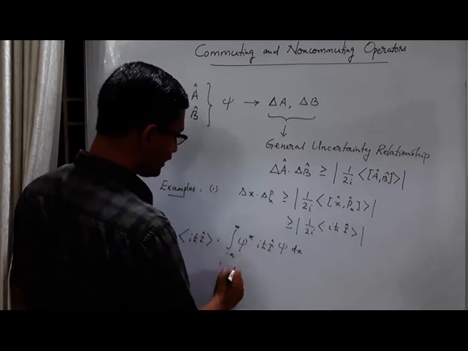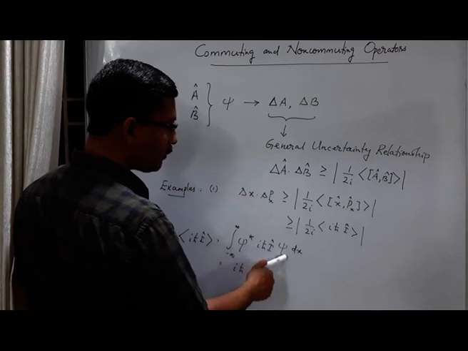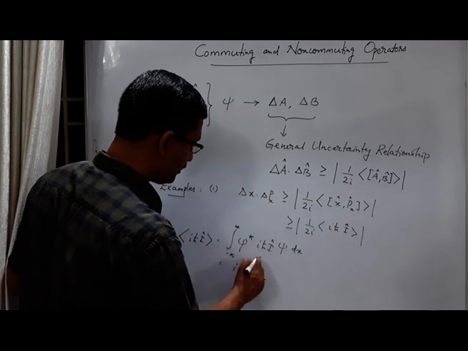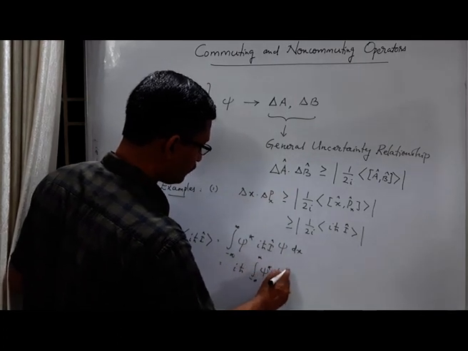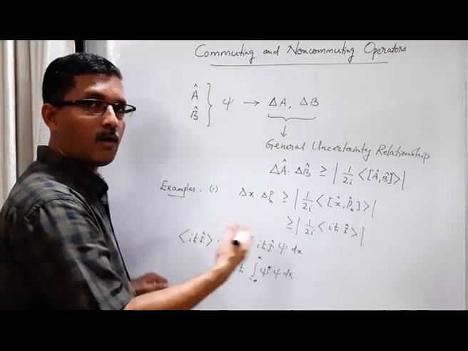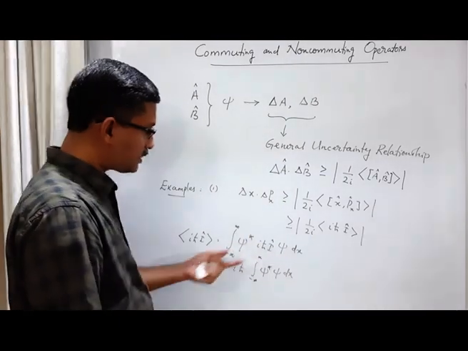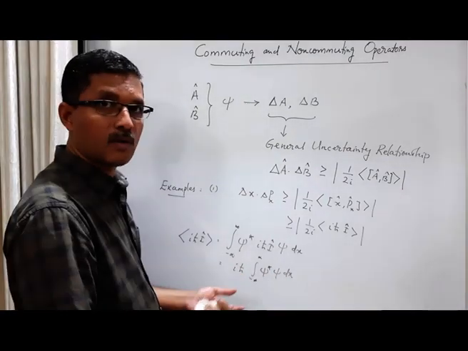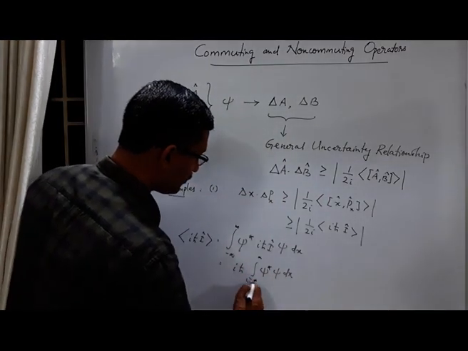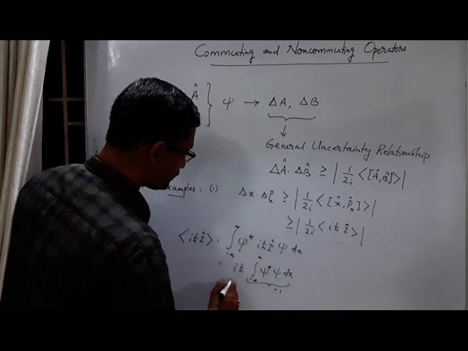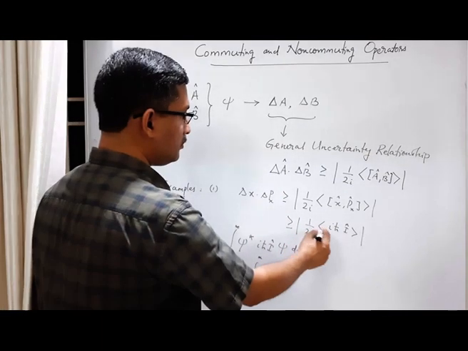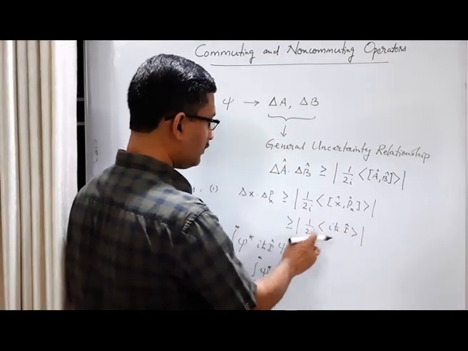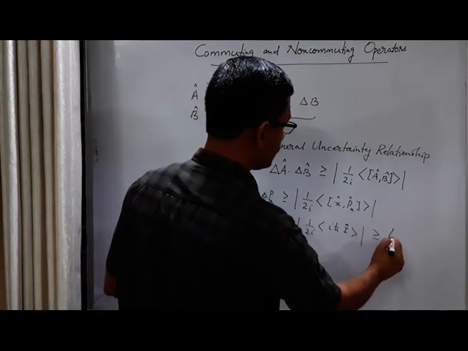Now i h cross is a scalar. Identity operator acting on psi will give you psi itself. So we have integral psi star psi dx. What is this integral? It's a normalized state. That's why the denominator we have taken as 1. So if it's a normalized state, this quantity is equal to 1. So the expectation value of this operator will be simply i h cross, and i will cancel. So what you get? Greater than or equal to h cross by 2.